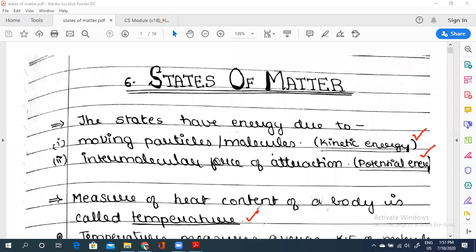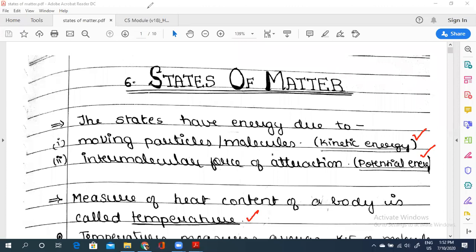So before starting this chapter, we should know what is pressure, what is concentration. By concentration, I mean molarity. What is mole? What is molar mass? So I hope all of you remember these things from chapter 1. All of you know these things? Just raise your hand if you know these topics. Okay, very good. So all of you know these topics.